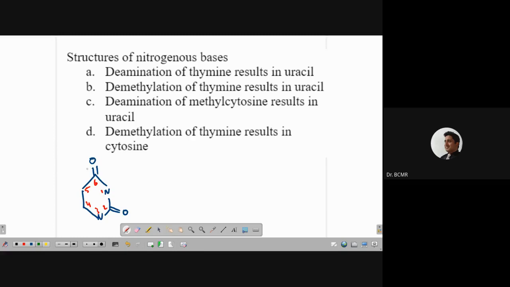What is thymine? How to remember it? 5-methyl uracil is thymine, right? If I were to add a methyl group here, that would be thymine. So demethylation of thymine, that's the answer. Demethylation of thymine results in uracil. If I were to remove the methyl group from here, that would result in uracil. And at one point, we will also get methyl cytosine. And what would happen if deamination of methyl cytosine occurs? We will learn that in a later class.